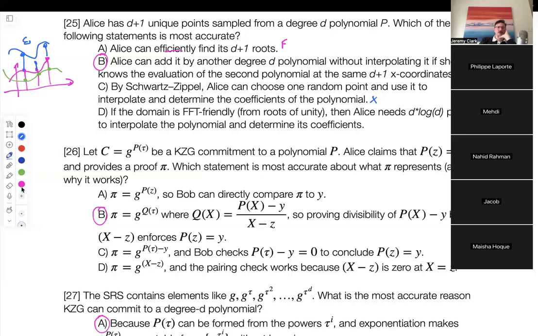If you're interpolating, you need d plus one points. If the domain is FFT friendly for roots of unity, then Alice needs d log d points to interpolate. Again, the d log d corresponds to how much work it is to interpolate. It's how much work you have to do. It's not the number of points that you need. You're always going to need d plus one points for a polynomial that's degree d.